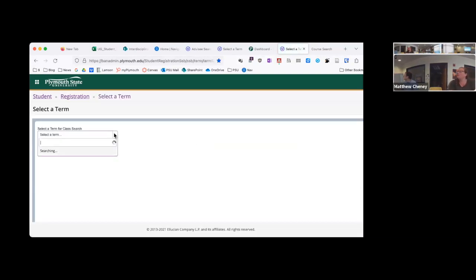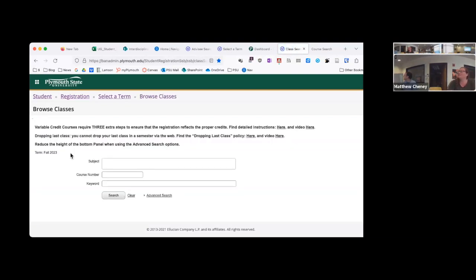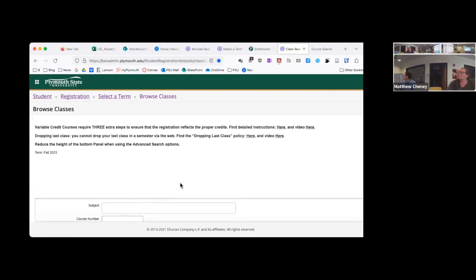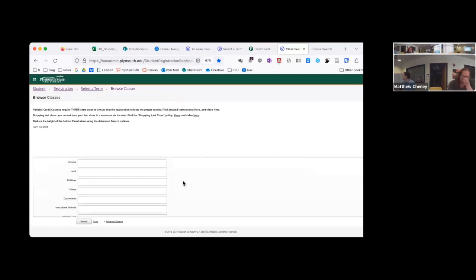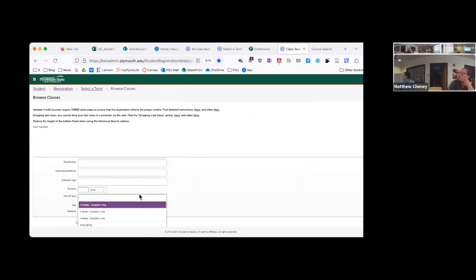So select fall 2023. I'll just show you real quick what I've been showing students right now. Right now, students are looking up half semester courses. That's where their interest is currently. To find those, go to advanced search and scroll down. Sometimes you have to reduce the size of your screen in order to see all of it. It's just a wonky thing with the system. But if you scroll down, there's one called part of term. Scroll all the way to the bottom, second half, 8 weeks. Very, very bottom.